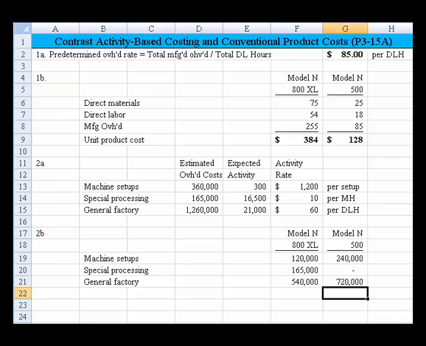Okay, so once we have that, we can assemble the total costs, total product costs, if you will. We'll just sum these down.